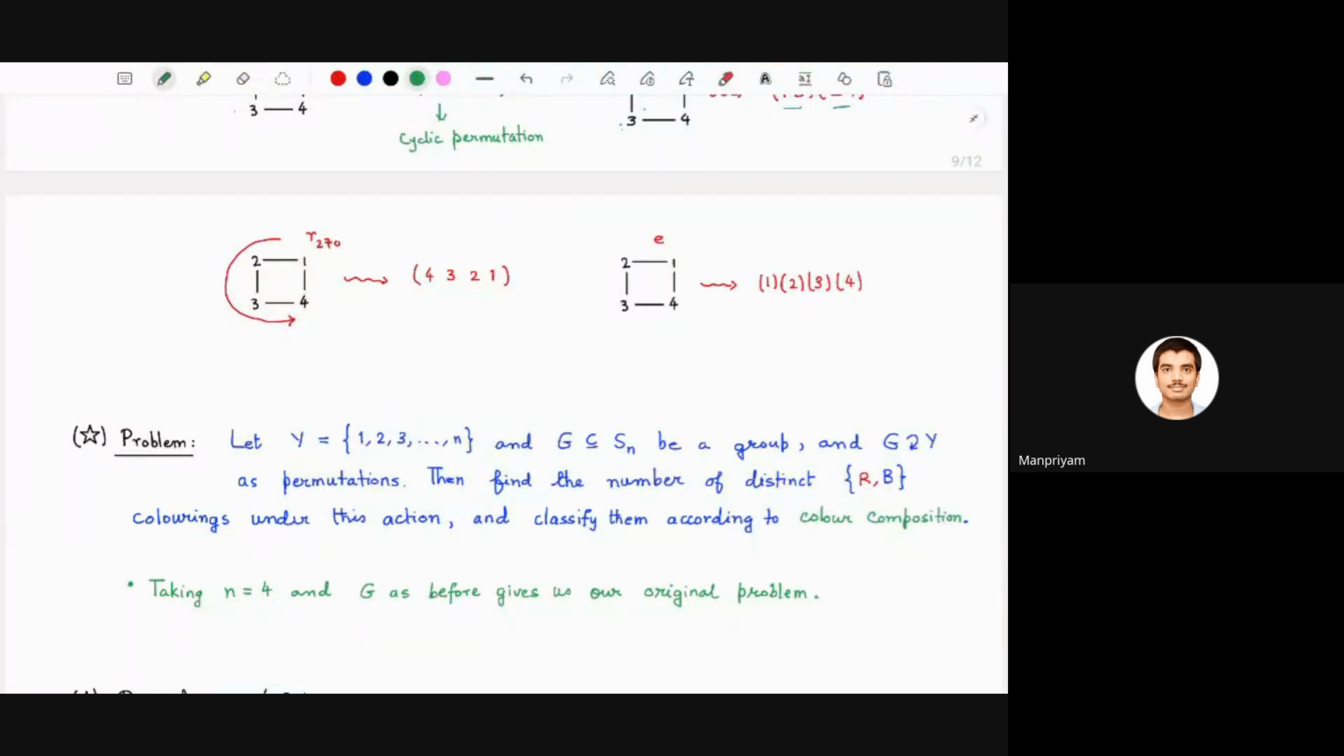You have, let's say Y is just the first n elements, just 1 to n. It's just n points. Okay. And G be any group which permutes these elements in some way, shape, or form. What permutations are allowed, we are not specifying, but it's just a group. Okay.